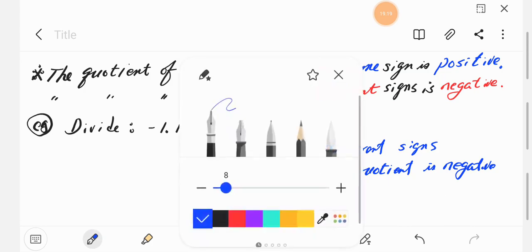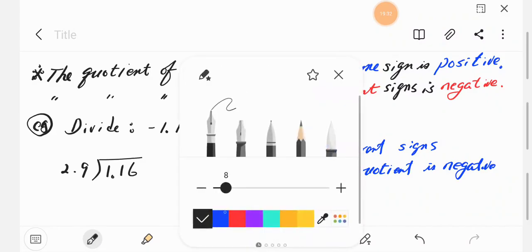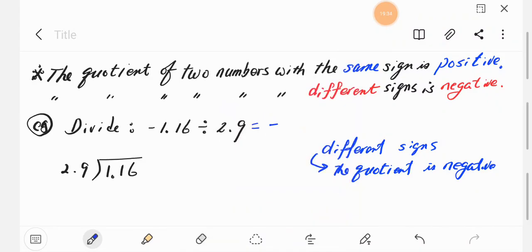So let's divide these numbers. So just write 1.16 first, and then 2.9, right? The result will be negative, so don't forget to put in the negative sign. And then move the decimal point. The first rule is to move the decimal point to the right for the divisor. So we moved one place to the right. So move the decimal point of the dividend one place to the right.